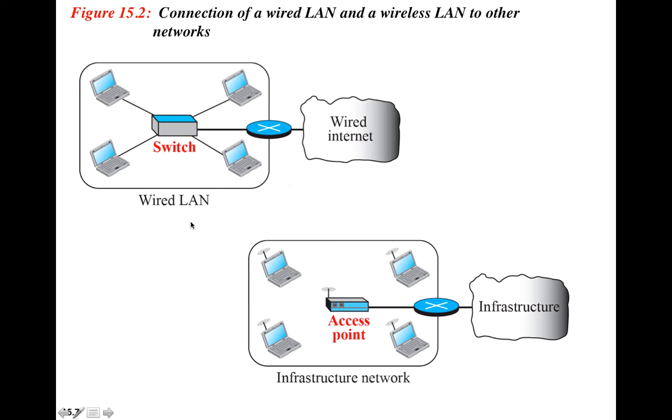Next, we have the infrastructure type of networks. For a wired LAN, we have the devices once again connected to a switch, and the switch is connected through a router to the internet. So all these devices, using the router through the switch, can communicate to the internet. They become connected.